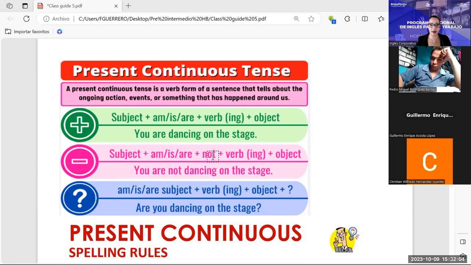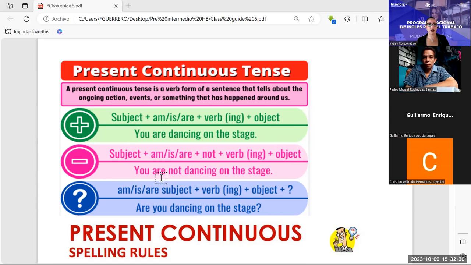Para hacer las negativas es básicamente la misma estructura, solamente que agregamos not después de am, is, are. You are not dancing on the stage. Y pueden ver cómo se sigue la estructura, básicamente la misma, solo que se agrega not después de am, is, or are para hacer la oración negativa.